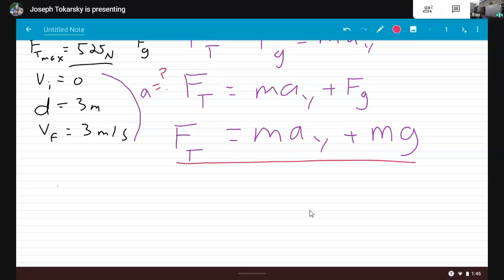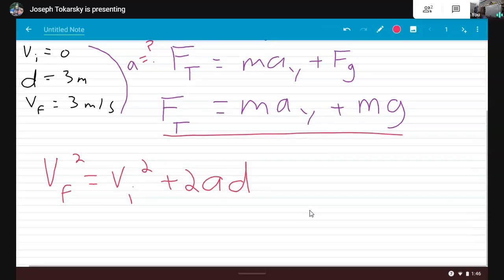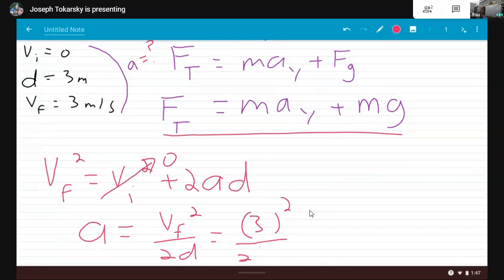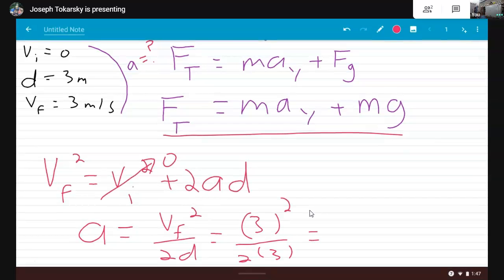If we use our old list of them, that would be Vf squared equals Vi squared plus 2ad, and Vi is 0, so we could get rid of that. Solving this for a, we divide over 2d to the other side with Vf squared on it. Plug in the numbers, we would take 3 squared divided by 2 times 3. And that will give me 9/6, which is exactly 1.5 meters per second squared, my y-axis acceleration that I'm yanking up on this thing with.